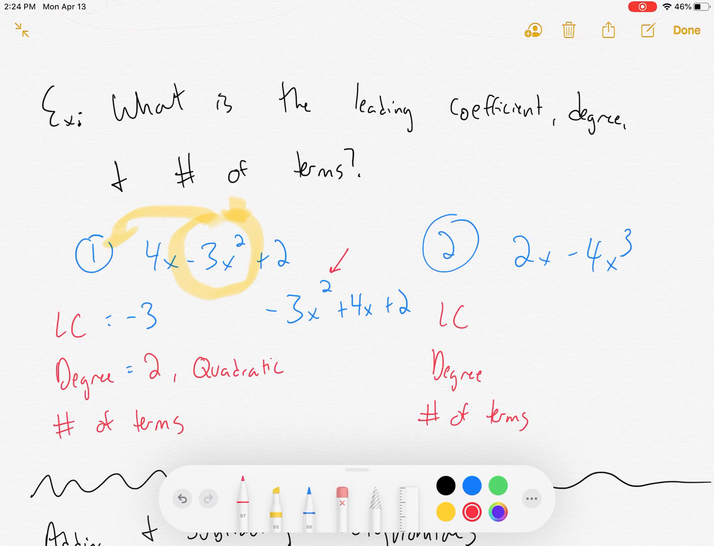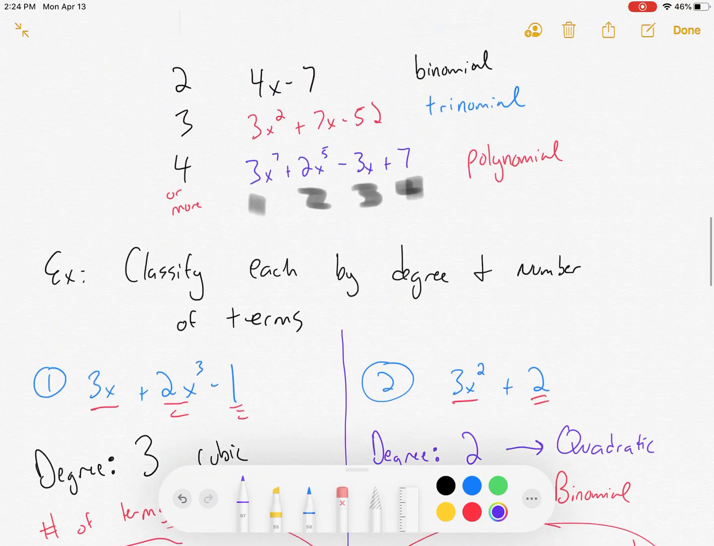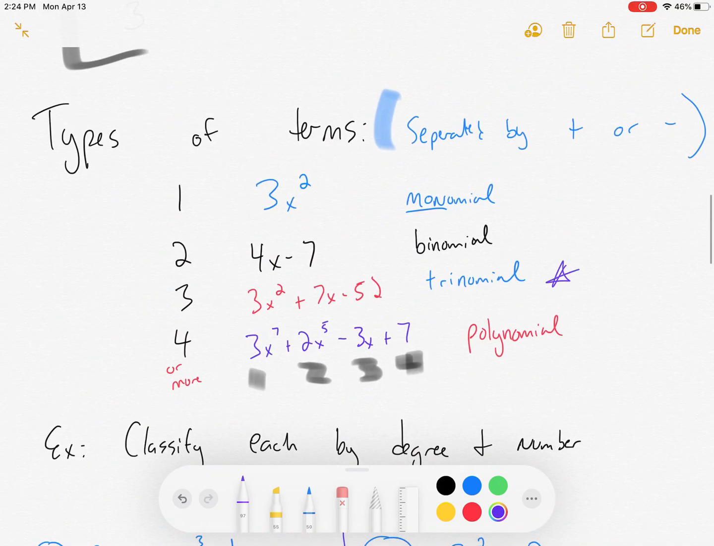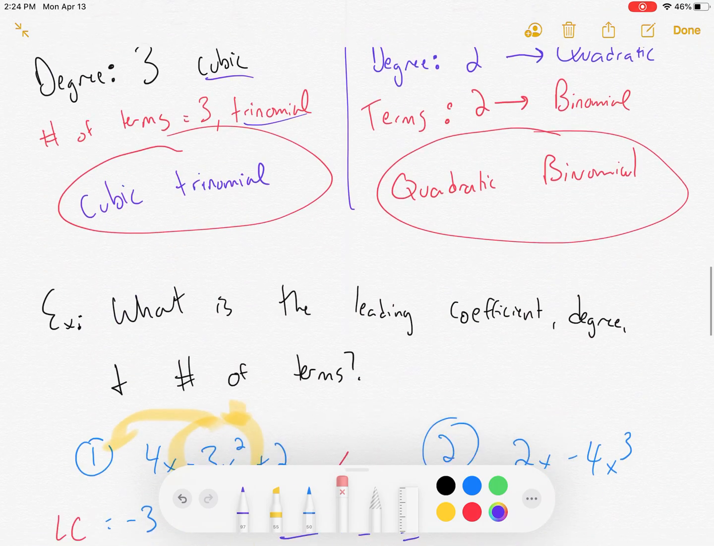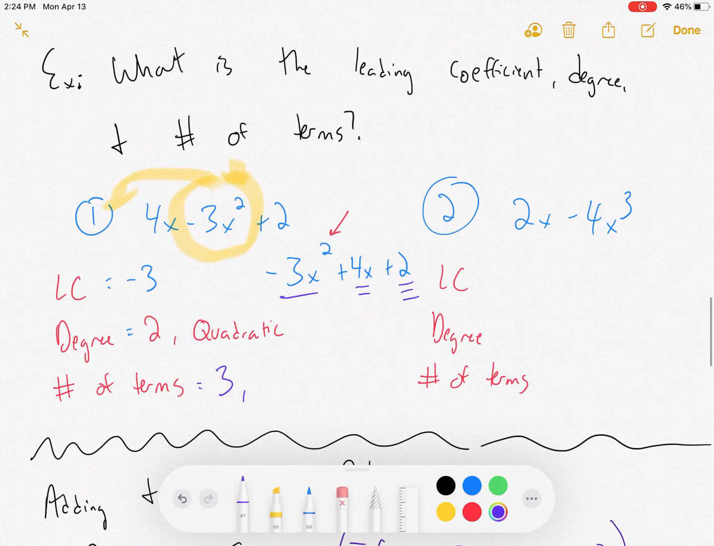Last but not least, how many terms are there? Well, what you need to do is say, hey, well, there's 1 term here, 2 terms here, separated by a sign. There is the third term. So the number of terms is 3, making this a what? If there are 3 terms, it is a trinomial. Okay, again, what I want you to do for the next one is pause the video, try it yourself, and then check with me.